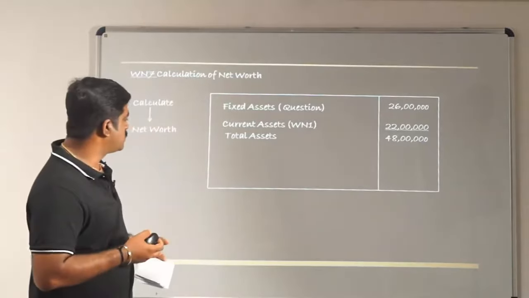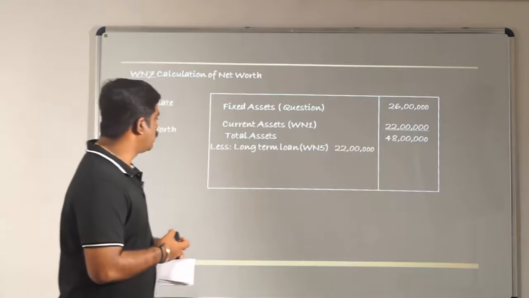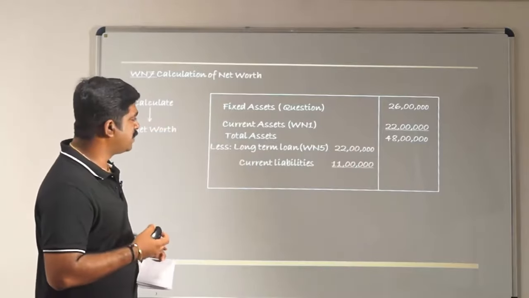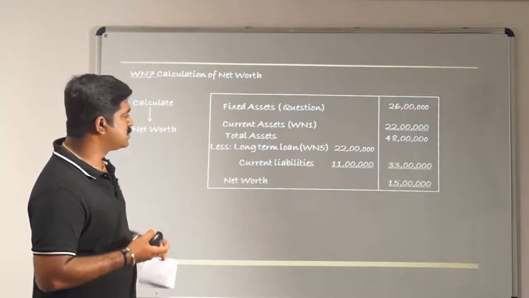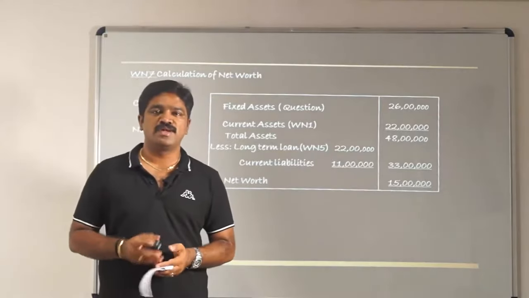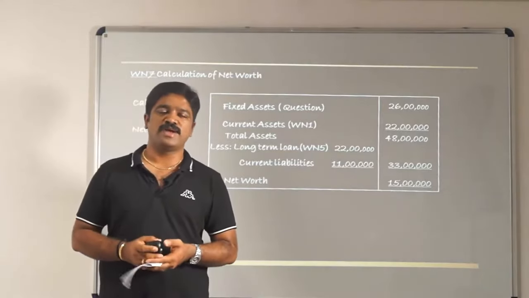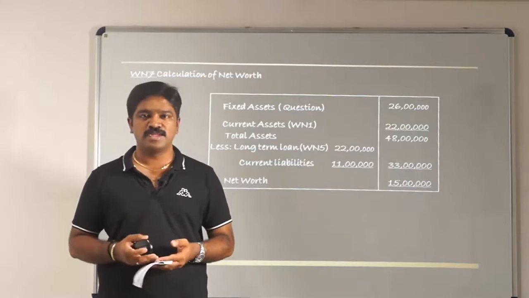So from this, if I subtract the known liabilities like long-term loans, which we have derived as 22 lakhs, and current liabilities of 11 lakhs, that is a total of 33 lakhs, what we get is net worth. Now this is very critical, and this net worth amount is 15 lakhs, that is 1,500,000. Now this is a composition of two elements, that is capital and reserves.